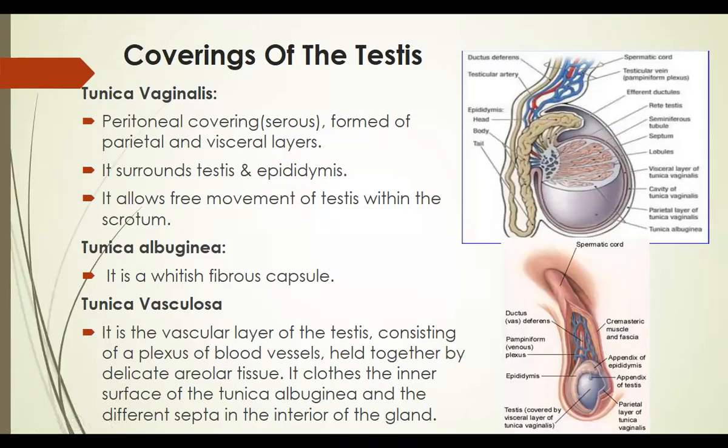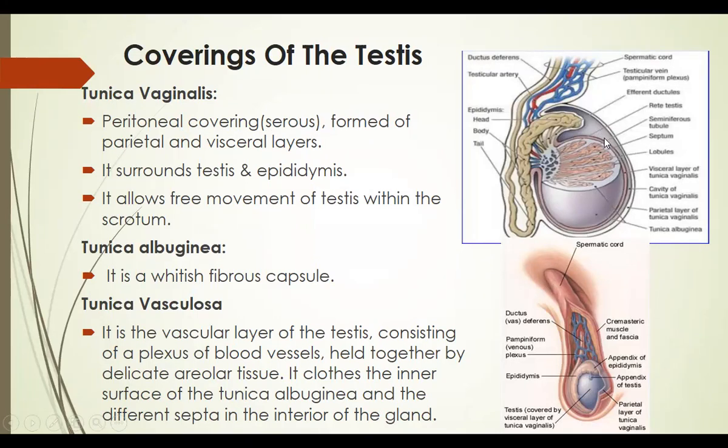Now coming to the protection of the testis. The testis is protected by three coverings. One is the outermost covering called the tunica vaginalis. Tunica means covering, vaginalis is the outer covering. The tunica vaginalis is a peritoneal covering, so it is serous in nature, formed of the parietal and visceral layers. If you see here, this is the tunica vaginalis.